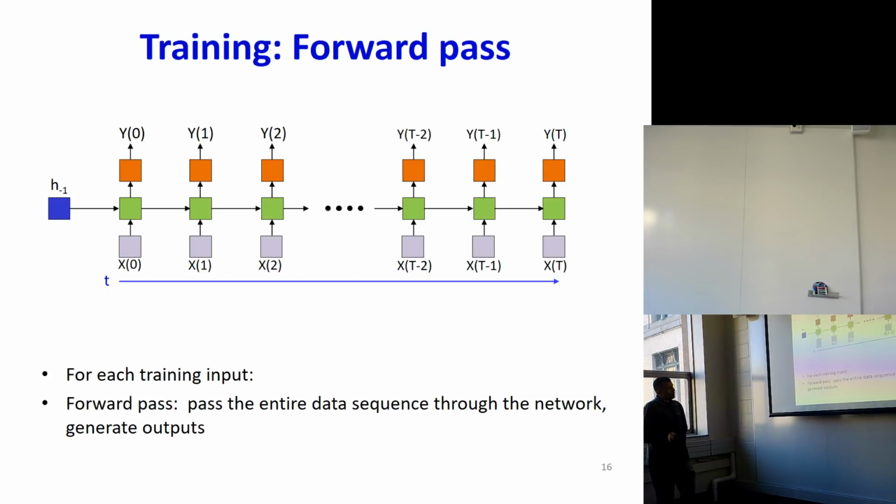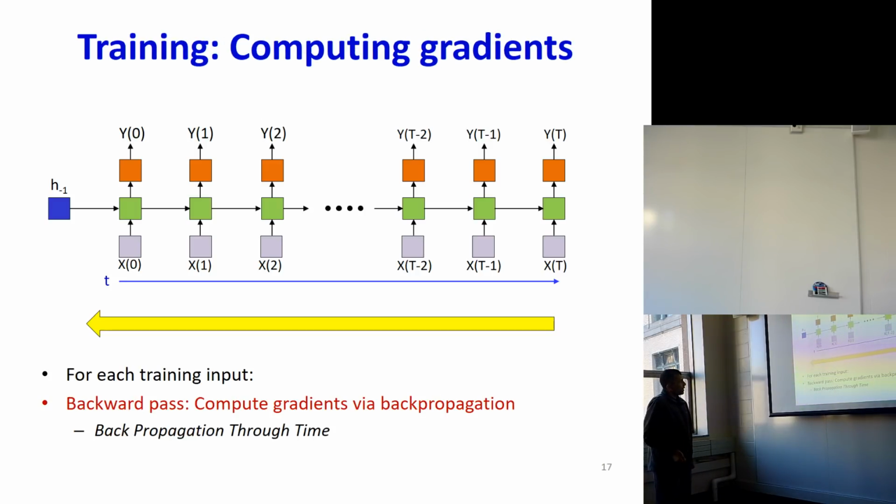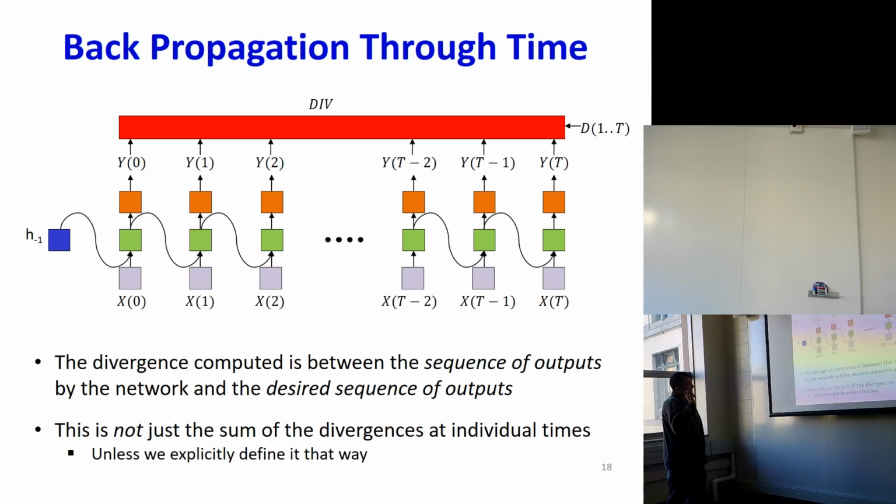So for the way we did it, for each training input, we had a forward pass. We would pass the input through the network. It's going to produce a sequence of outputs, and then you'd have a backward pass where you'd have a divergence defined at the top, and you compute the derivative of the divergence with respect to the parameters of the network, and that backward pass computes gradients backwards from the end to the beginning through back propagation. That's why it was BPTT.